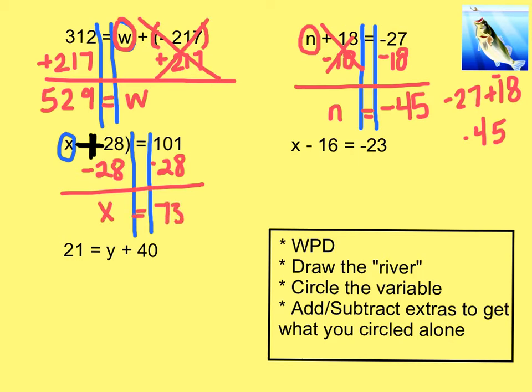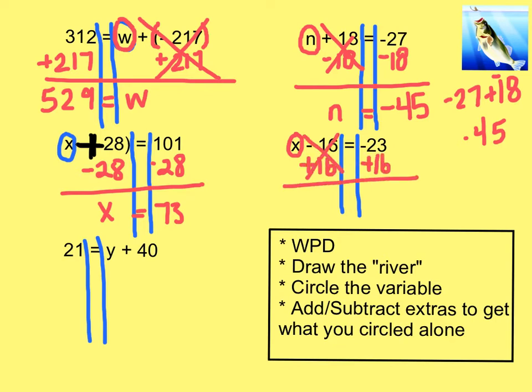All right, moving on. Why don't you go ahead, pause the video, and try the next two problems on your own, and then play the video when you're ready to check your answer. All right, getting my rivers set up here. For the next problem, hopefully you did plus 16 on both sides. That means the minus 16 and plus 16 cancel. And negative 23 plus 16 is negative 7. So negative 7 for an answer.